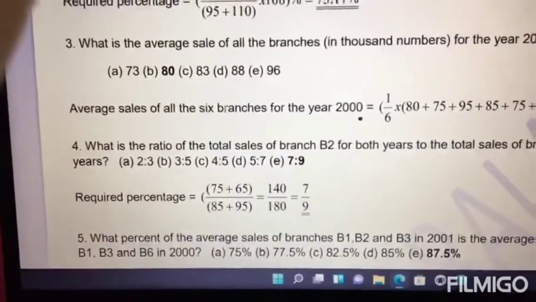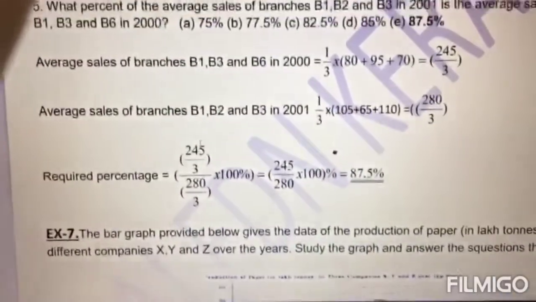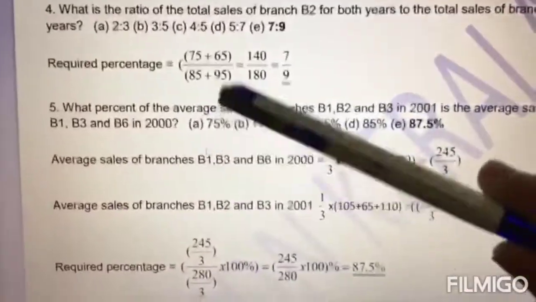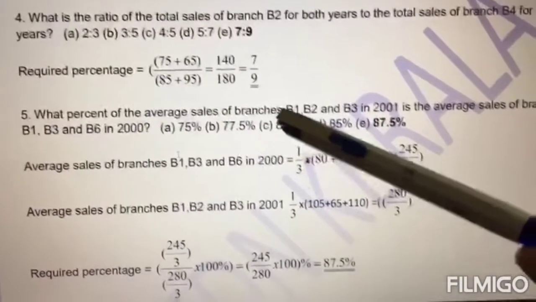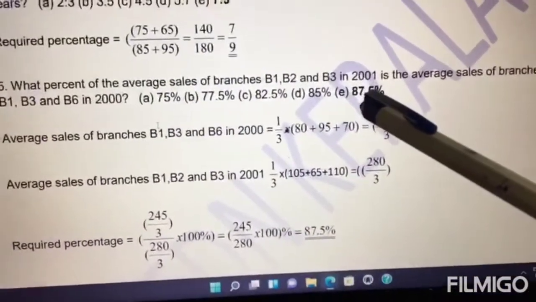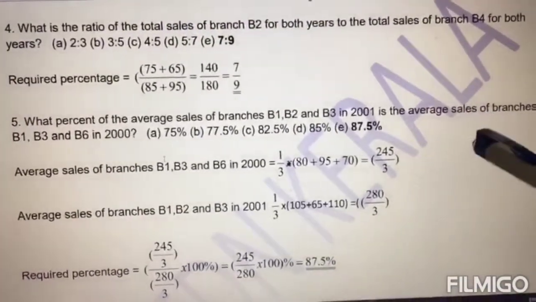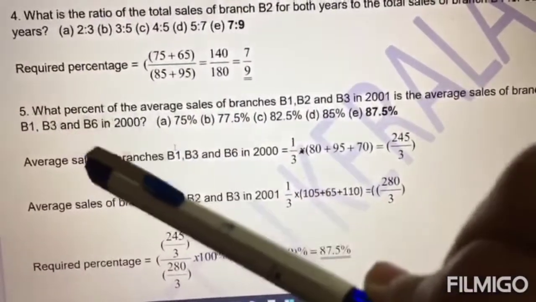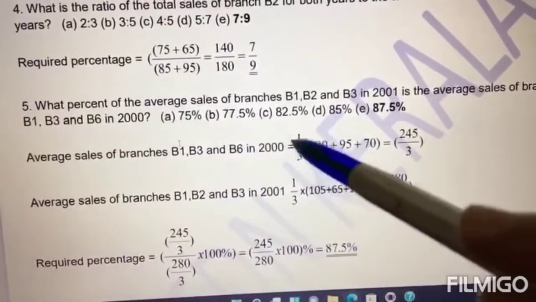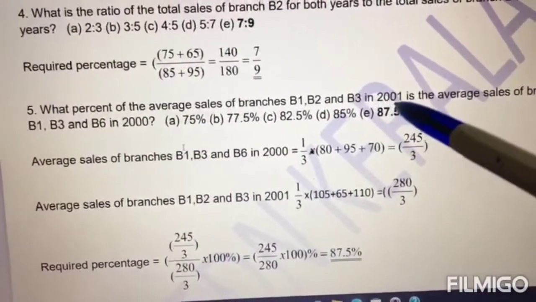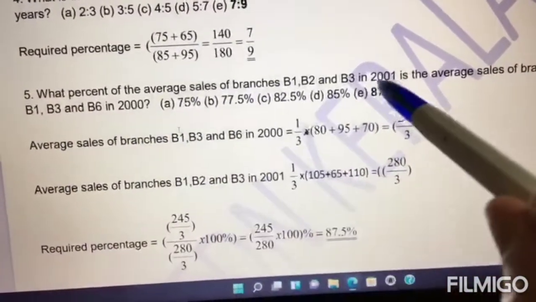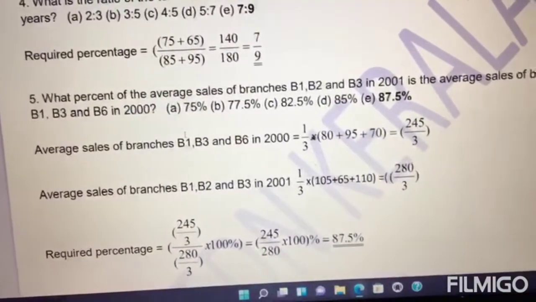Number 4 is very similar to number 2, so please do that by yourself. And number 5: what percent of the average sales of branches B1, B2 and B3 in 2001 is the average sales of branches B1, B3 and B6 in 2000? So first find the average sales of these branches in 2001, then find the average sales of these branches in 2000, divide this by this and multiply by 100.